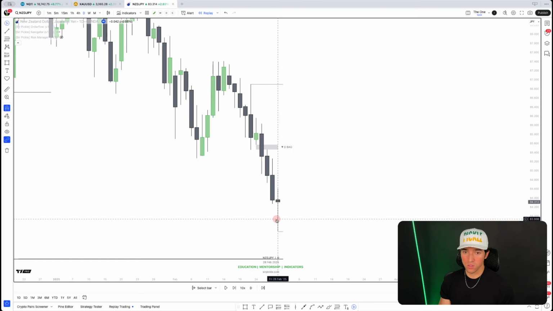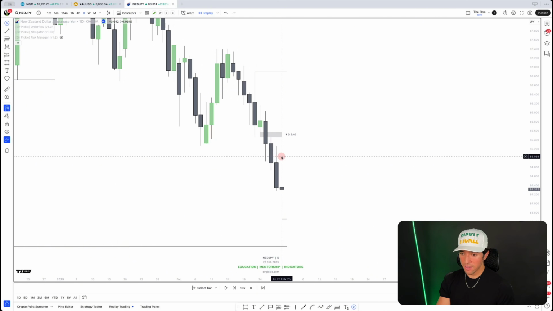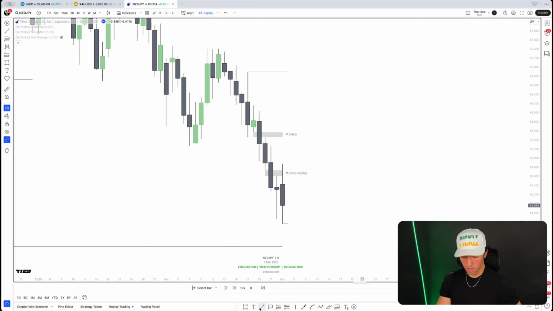Well, actually, I don't need to. The indicator just did it for me. We have this daily fair value gap right here that if I move forward in price, it will automatically mark that out right there. So that right there was our context area. That was our order flow leg to look for trades within.